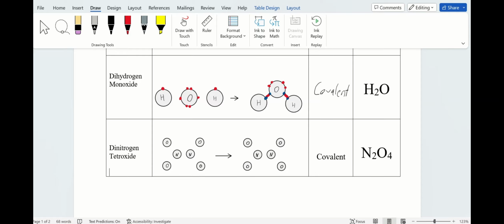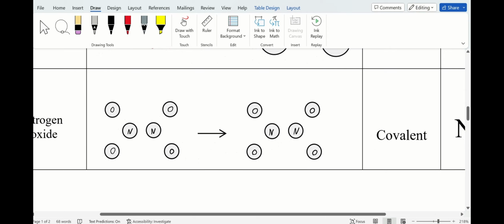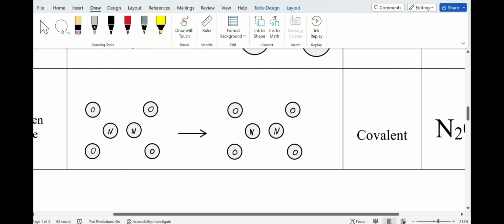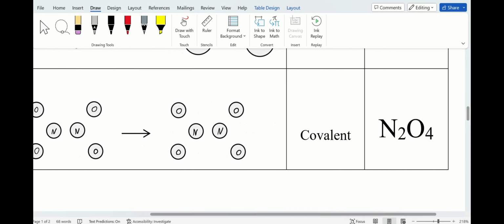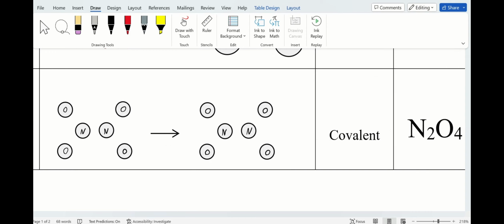Okay, so I've drawn out our 2 nitrogen and our 4 oxygen. But keep in mind, this is one compound. All these things are going to end up attached together, and a lot of people were drawing these as 2 different molecules, each of them being NO2. But no, this is all one.